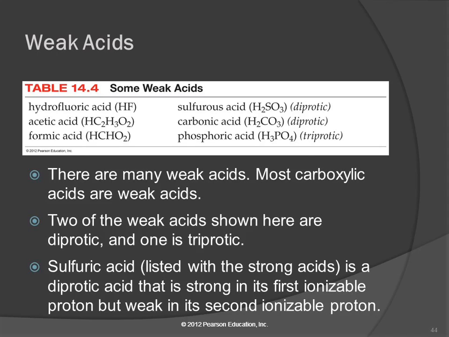So here are examples of some weak acids: hydrofluoric acid, acetic acid, formic acid, sulfurous, carbonic, and phosphoric. Sulfurous acid is similar to sulfuric acid, right? It just differs in the one oxygen here. This is also a diprotic acid, it's H2SO3. Carbonic acid, H2CO3, is diprotic. Phosphoric acid has 3 hydrogen ions. This is a triprotic acid. It's got 3 ionizable hydrogens.